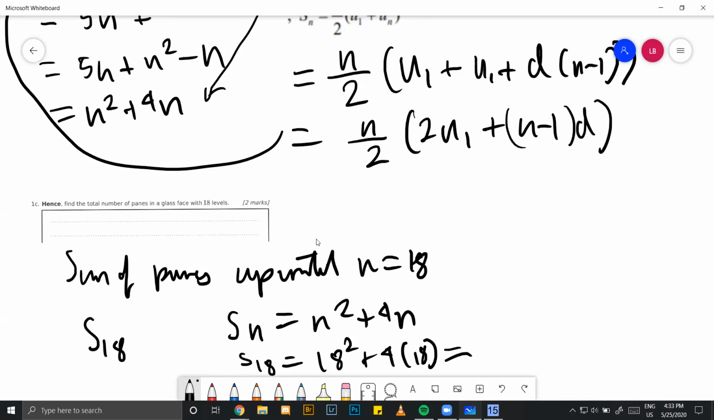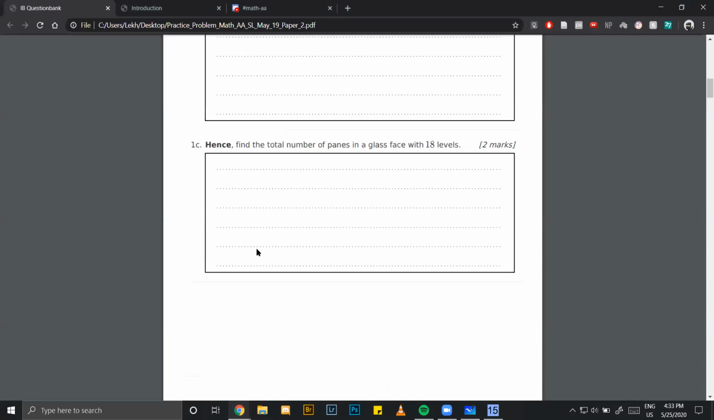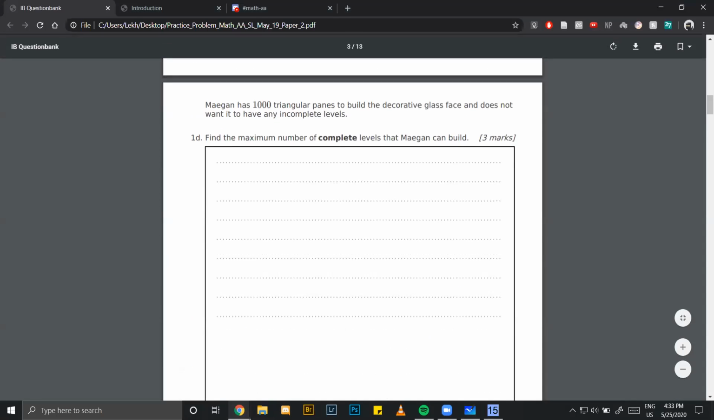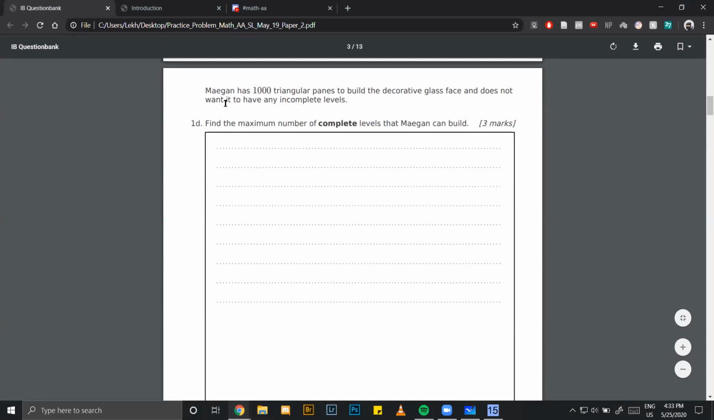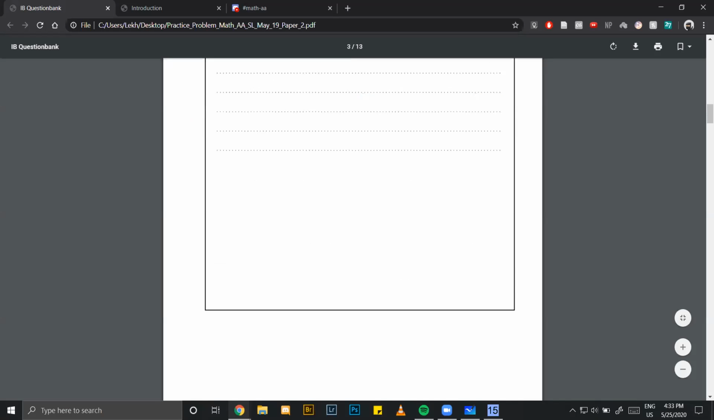That's 396. That's the total number of panes. And the next part is 1D. Megan has 1,000 triangular panes to build a decorative glass vase and does not want to have any incomplete levels. Find the maximum number of complete levels that Megan can build.